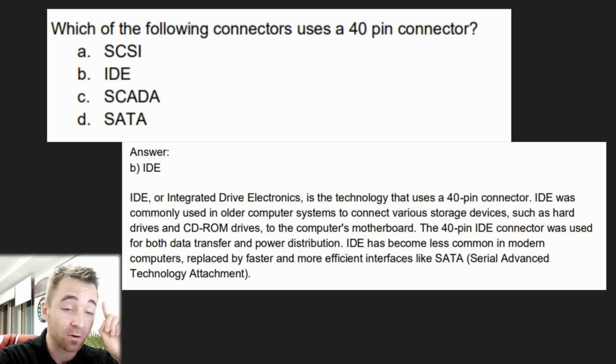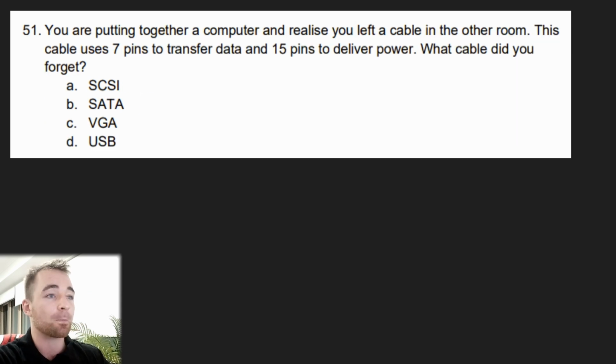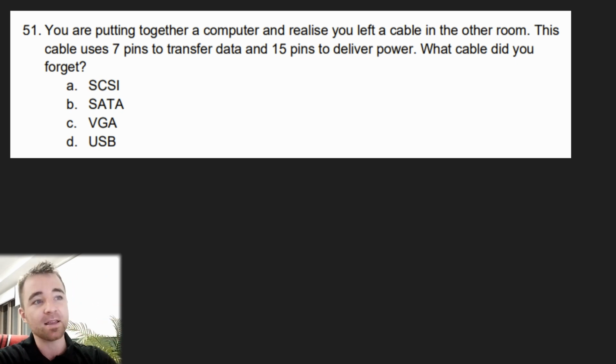It's a pain in the butt, I know, but the exam's a bit of a pain in the butt. Let's be real. So, another question. It reads, you are putting together a computer and realize that you left a cable in the other room. This cable uses 7 pins to transfer data and 15 pins to deliver power. What cable did you forget? A, SCSI, B, SATA, C, VGA, or D, USB? Your answer, pause the video if you need to, coming in 3, 2, 1.